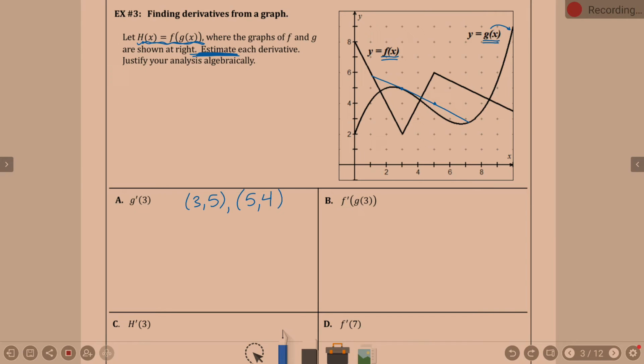Okay, so if we want G prime of 3, we're doing the slope at 3, y minus y over x minus x. So slope is negative 1/2. Okay.